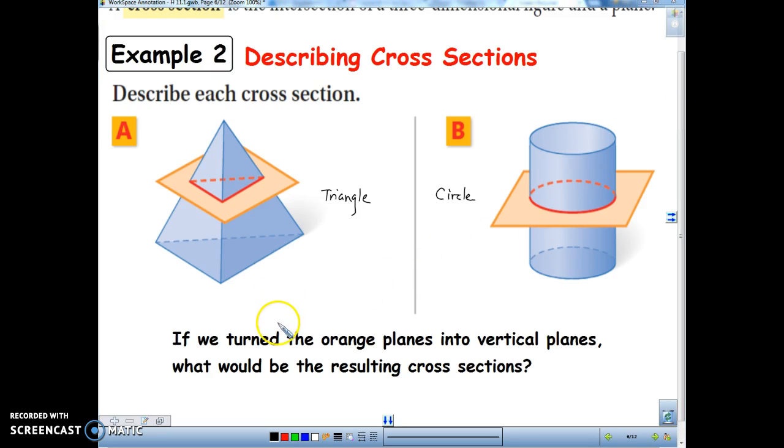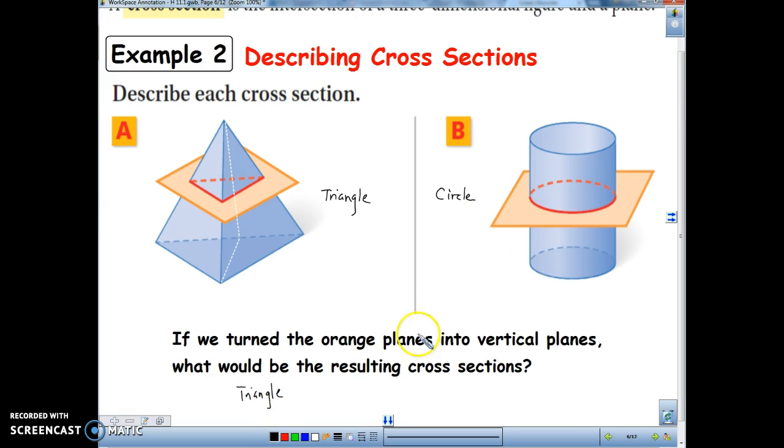Our extension down here asks if you turn the orange planes into vertical planes, what would the resulting cross section be? Well, if we look at this one, if we were to slice going vertically here, we would still have a triangle, and I can show you that by drawing the hidden lines behind it. From the vertex up here, if I was to slice down the back side, down to the back base here, and then along the base of the triangle here, I would still form a triangle with my top. So for this one, when we slice down the pyramid, it's still going to form a triangle.